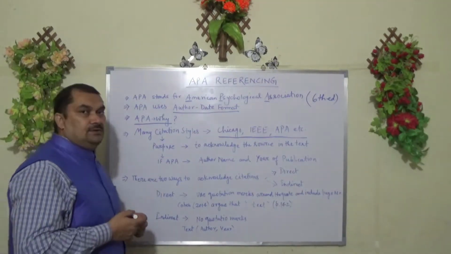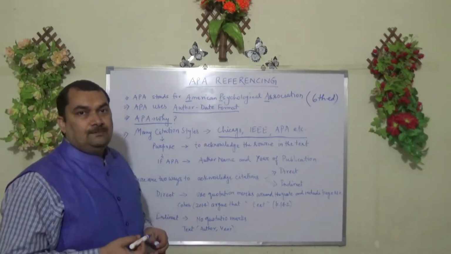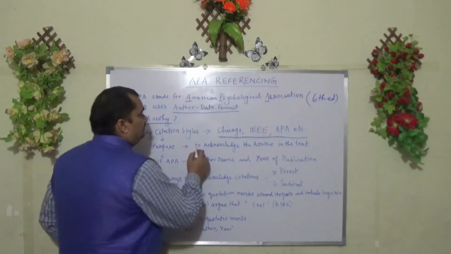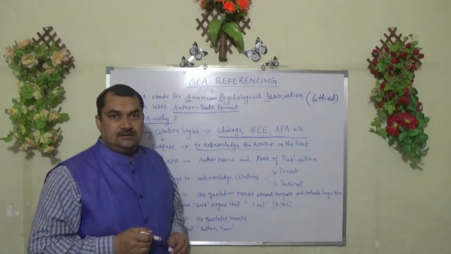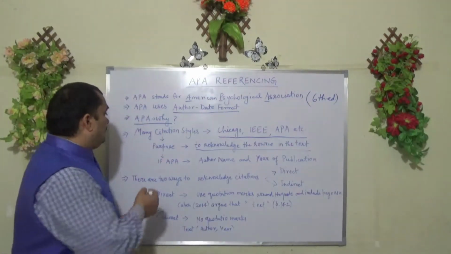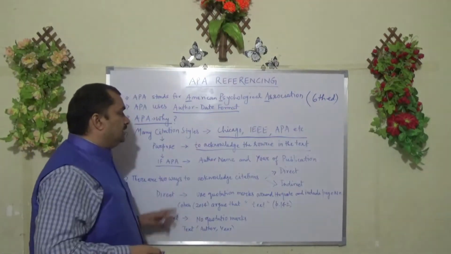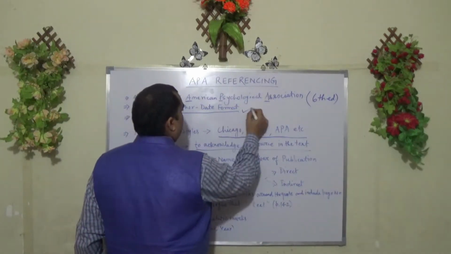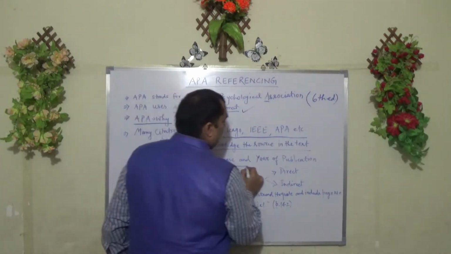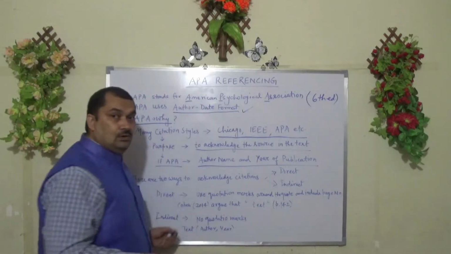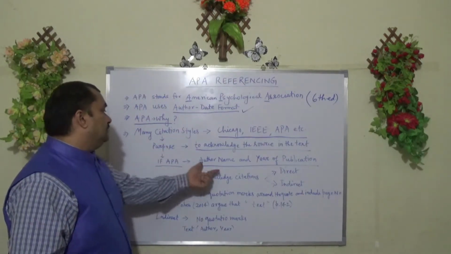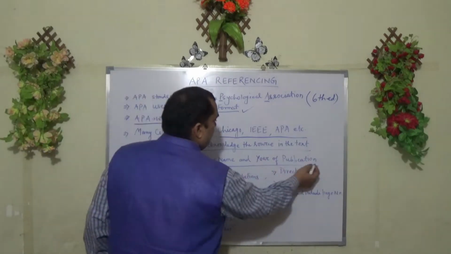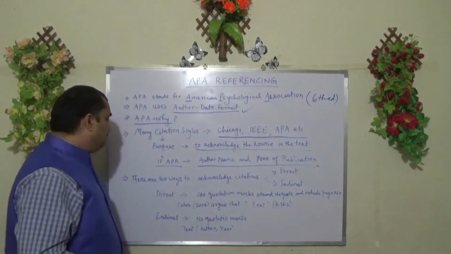What is the purpose of a citation style? Why do we use it? The purpose is very simple. We acknowledge the source in the text when we write the research article. And if we are using APA, we follow, as I mentioned, the author name and year of publication, so we make sure that we add the author name and year of publication very clearly in the text.